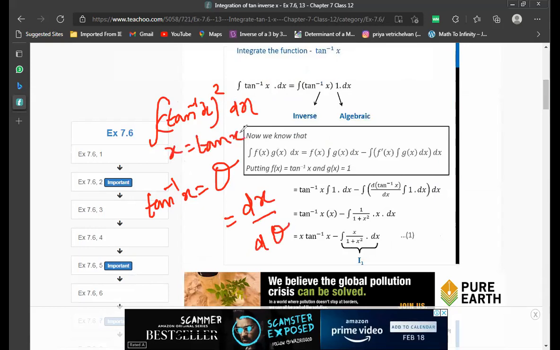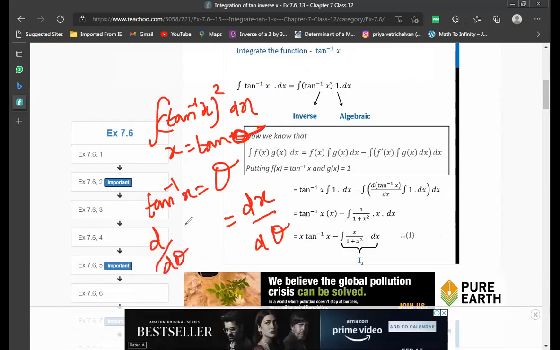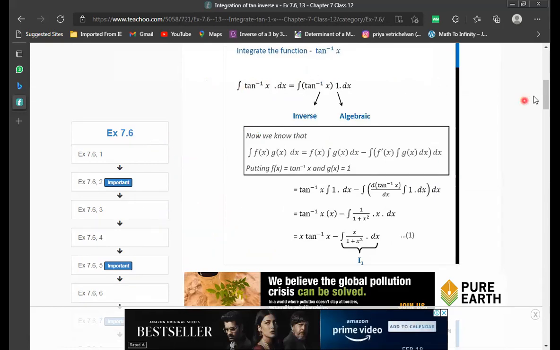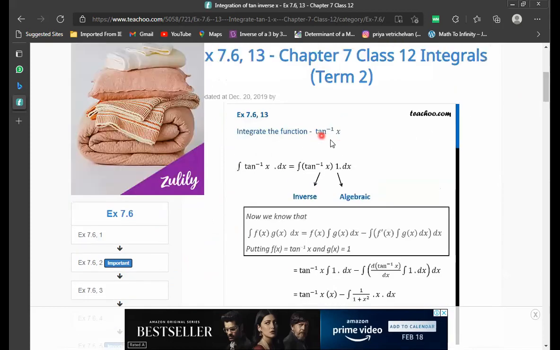You're getting it. I mean, x is equal to tan theta, and you will differentiate tan theta with respect to theta. If you have a square in your question with the inverse trigonometry, here you don't have any x. It's just an inverse trigonometric function, so you can rewrite it as tan inverse of x into 1. 1 can be considered as algebraic because it is x power 0.